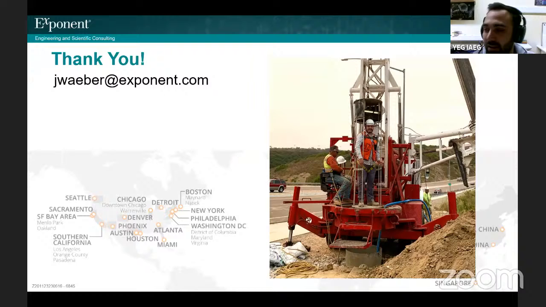So we have a couple of questions already. Who is defining the value of acceptable risk? For example, for pipelines, is it made by the owner of the pipeline, or is it made by geotechnics, geologists? And the second part of this question is, do you mostly use qualitative or quantitative risk analysis in your work?